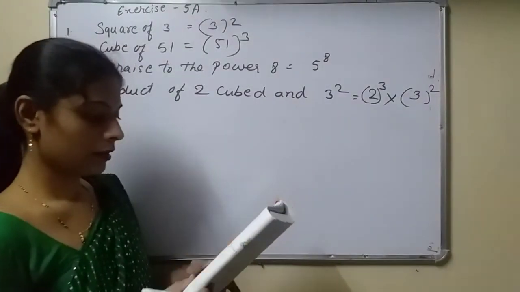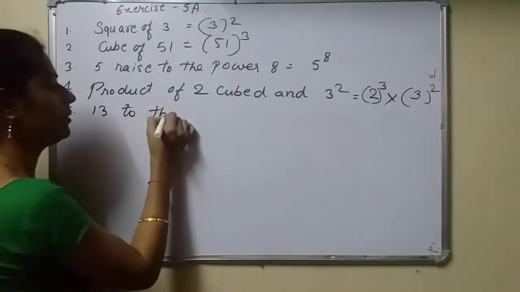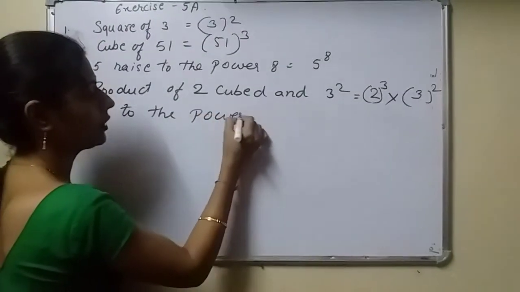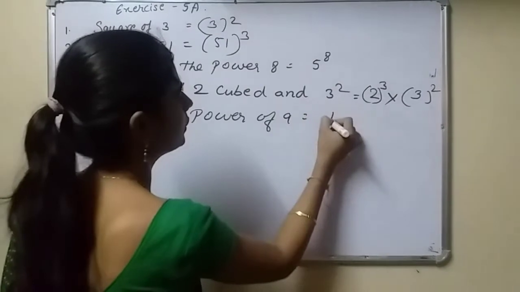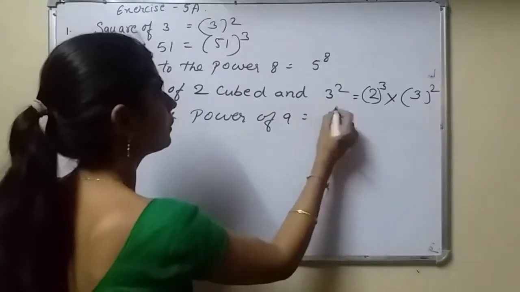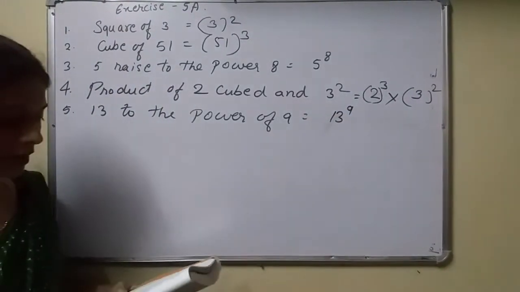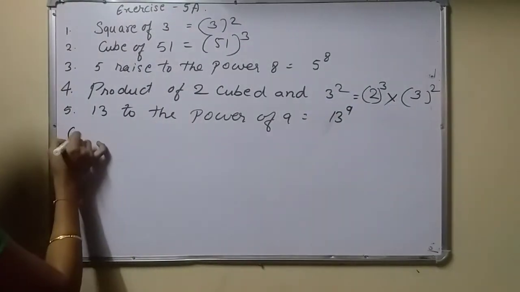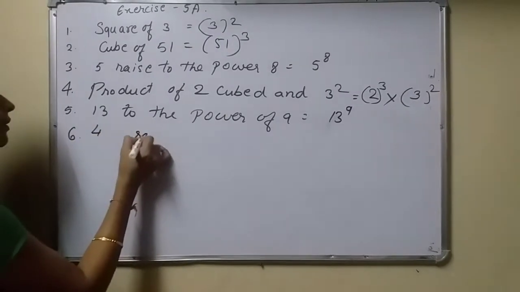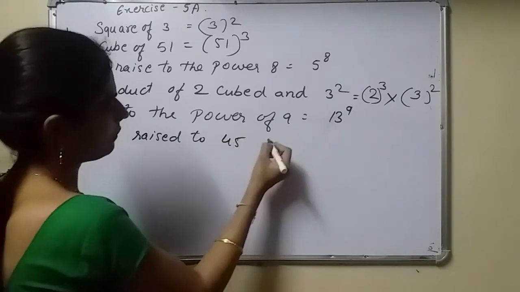13 to the power of 9. 13 to the power of 9 means 13 raised to 9. 4 raised to 45.